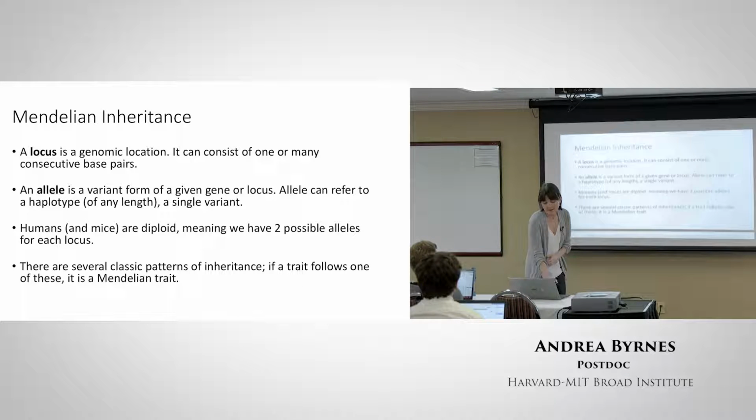Okay. So a locus is a genomic location. Obviously, Mendel didn't know that. And it can consist of one or many base pairs. It's a kind of fuzzy genetics way of saying a location. A location can be very specific, like this building. A location can be very general, like Santa Barbara. And locus refers to both of those things.